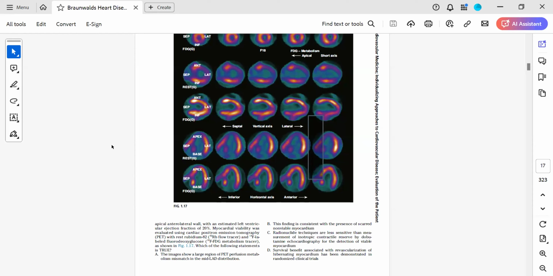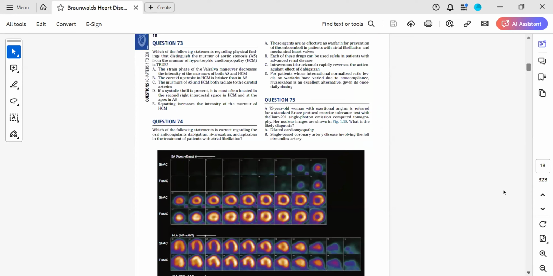So going on to question 73. Which of the following statements regarding physical findings that distinguish the murmur of aortic stenosis from the murmur of hypertrophic cardiomyopathy is true? A. The strain phase of the Valsalva maneuver decreases the intensity of the murmurs of both AS and HCM. False.